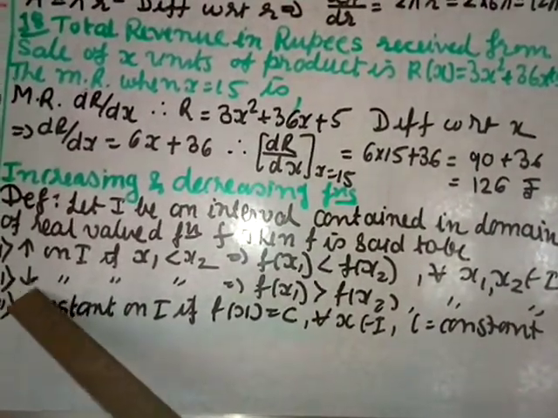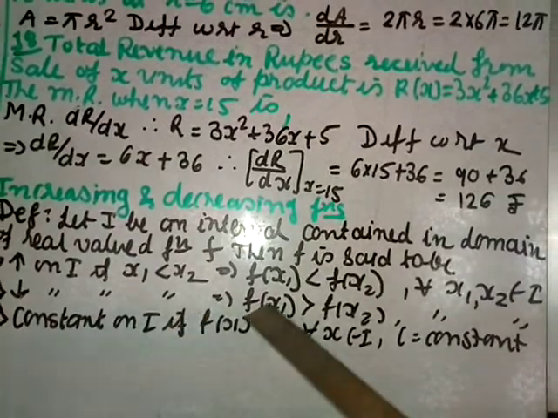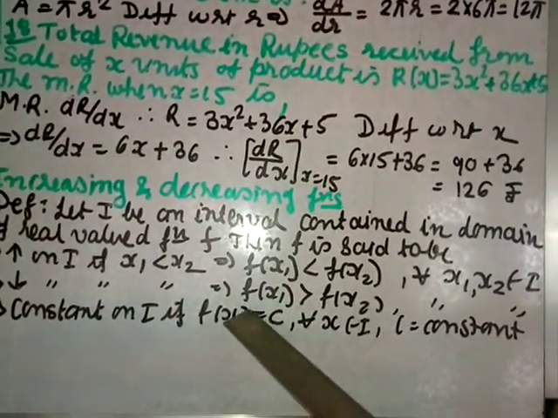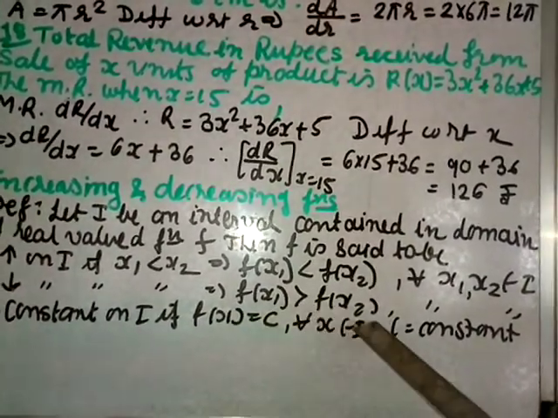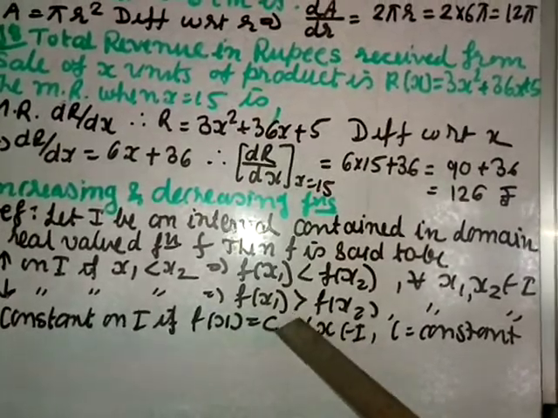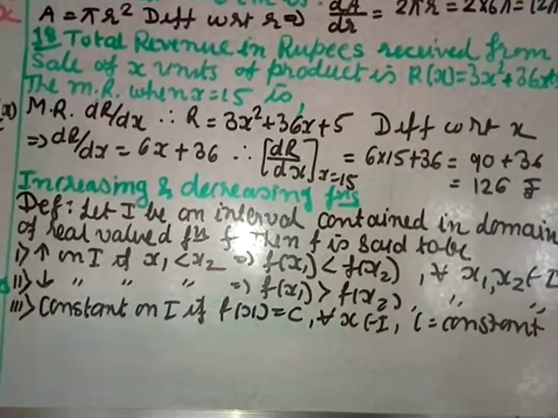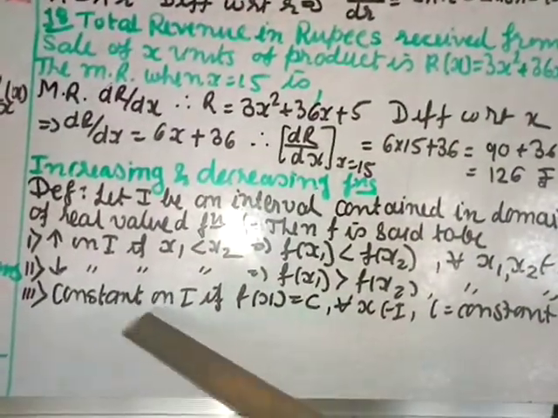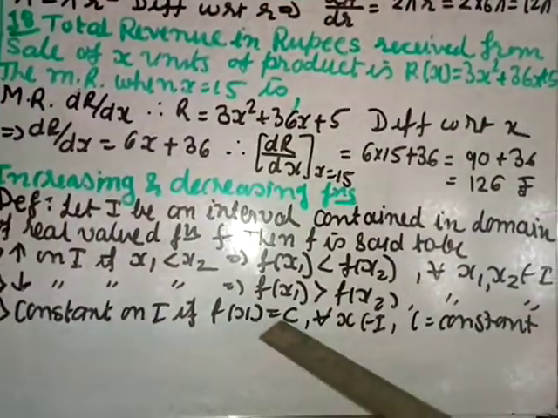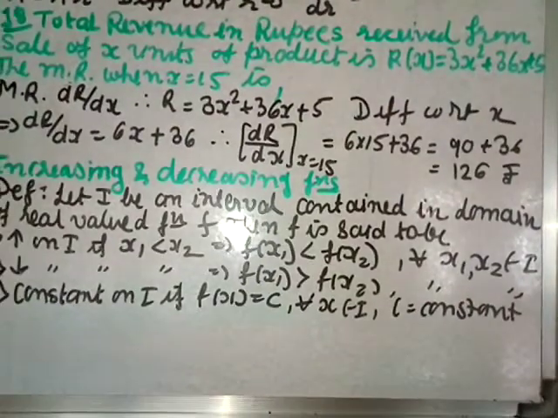And a function is decreasing if x1 less than x2, but when you put in the function, the answer comes f of x1 greater than f of x2. The inequality which is less than becomes greater than. If greater than becomes less than, then you call the function decreasing. Constant function: if f of x equal to c, then we say the function is constant.